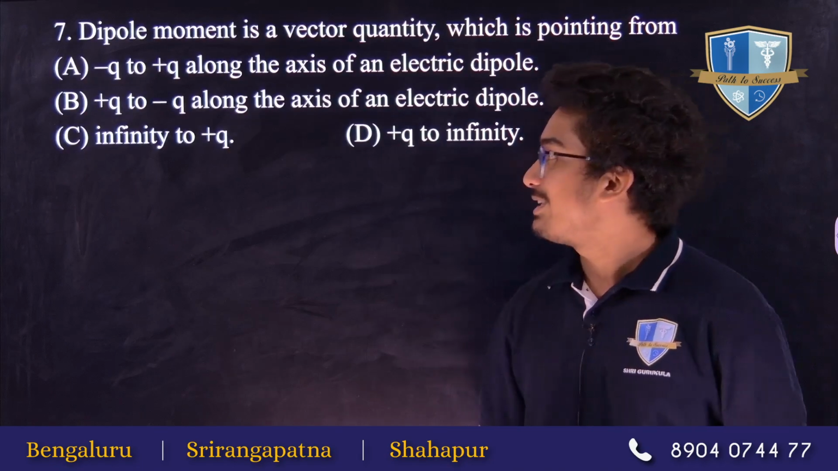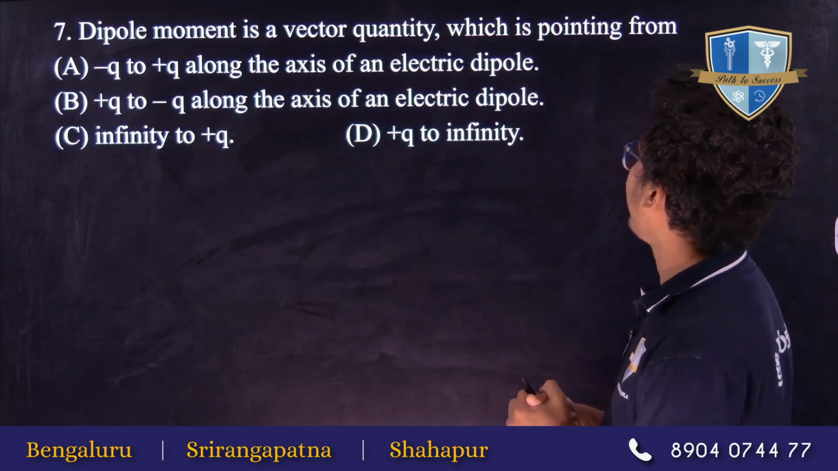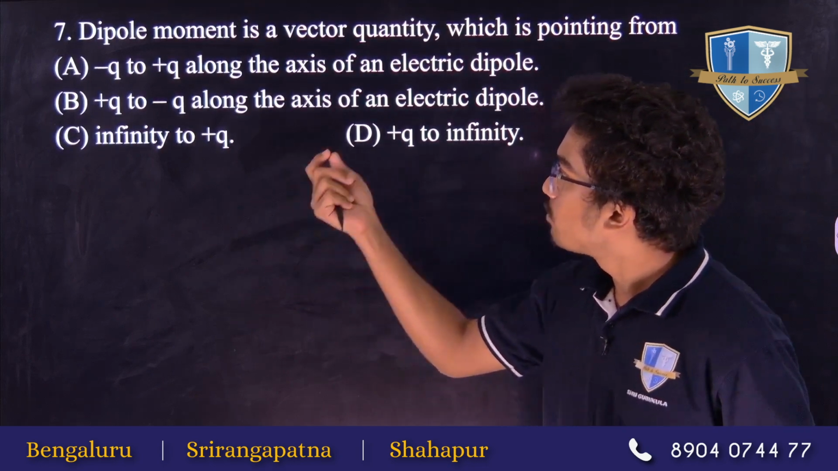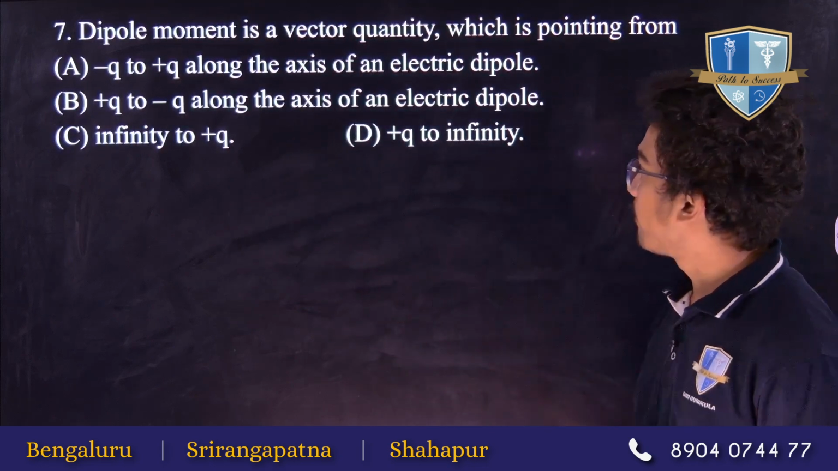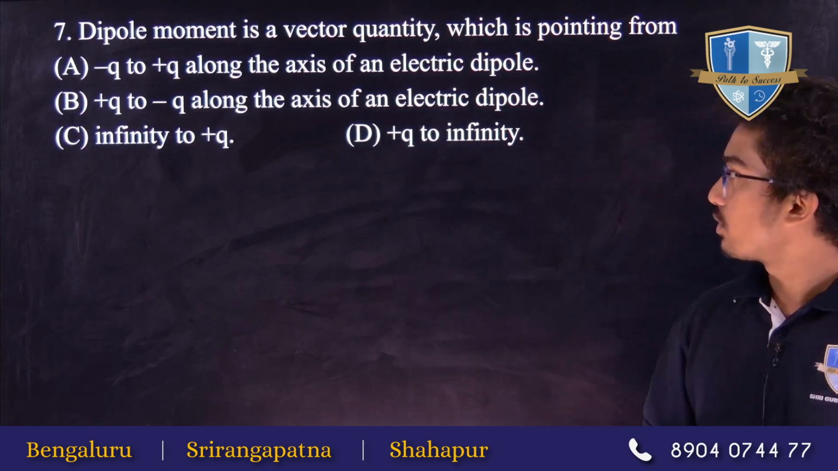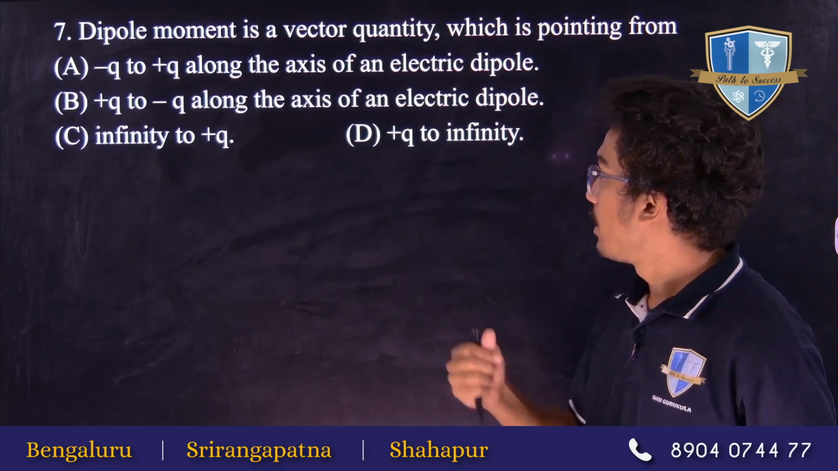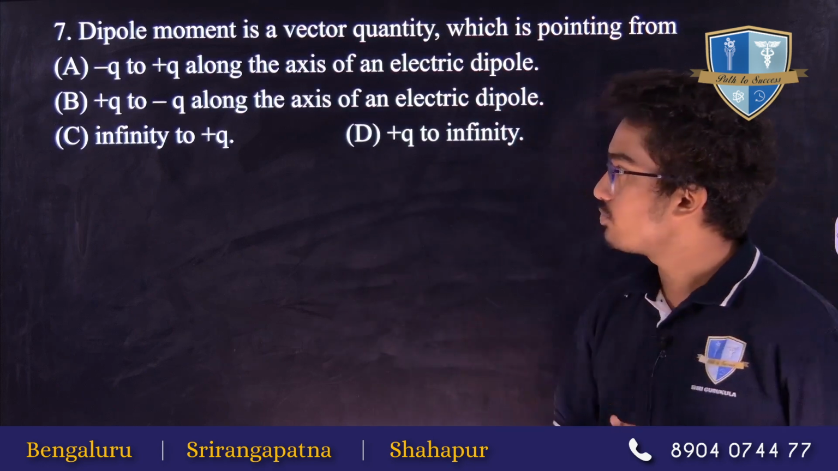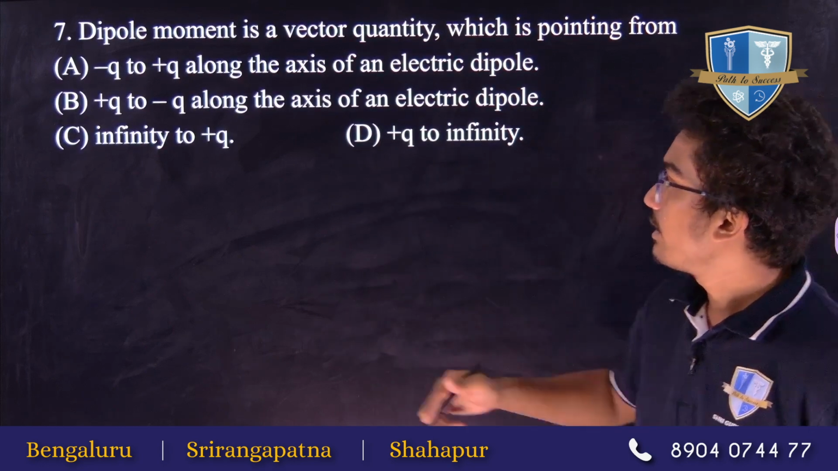So next question is, dipole moment is a vector quantity which is pointing from, our options are: Option A, from negative charge to positive charge along the axis of an electric dipole. Option B, positive charge to negative charge along the axis of an electric dipole. Option C, infinity to positive charge, and option D, positive charge to infinity. So the correct option is option A.